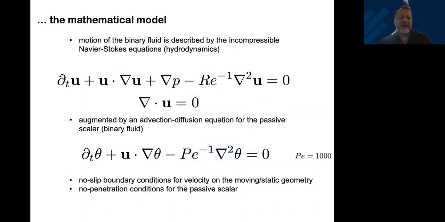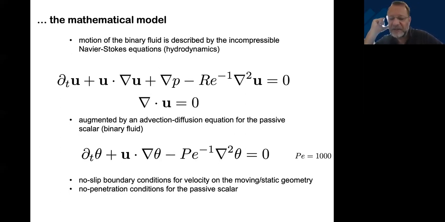All right, so the mathematical model: Navier-Stokes equations, two-dimensional, incompressible, very simple. And then we have to augment that with an advection diffusion equation for the passive scalar for describing the blue and the white fluid. So theta is equal to 1 is blue, and theta is equal to 0 is white. And then in the end, what we wish is a theta of just around 1/2 everywhere. That would be perfectly mixed.